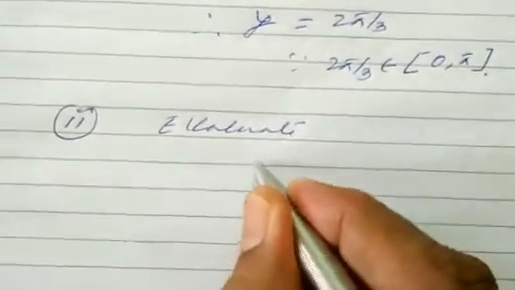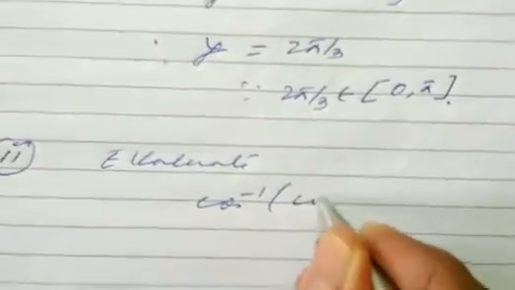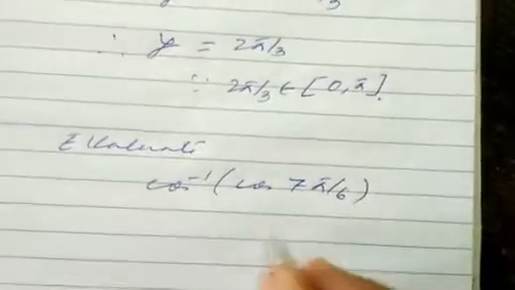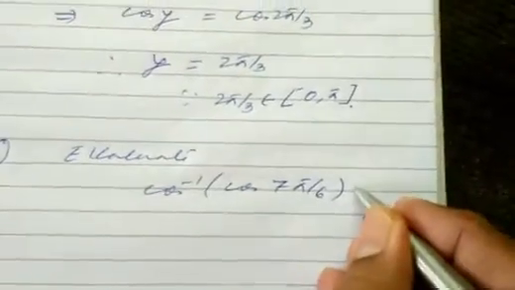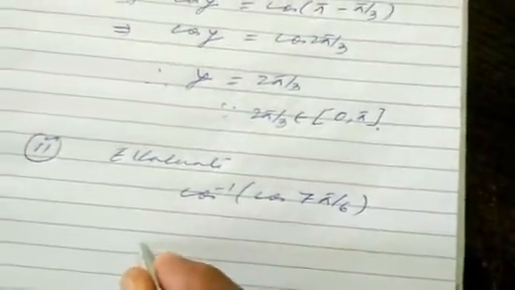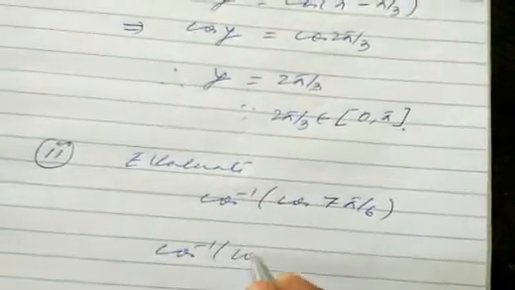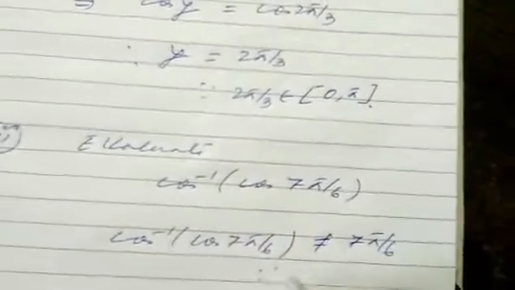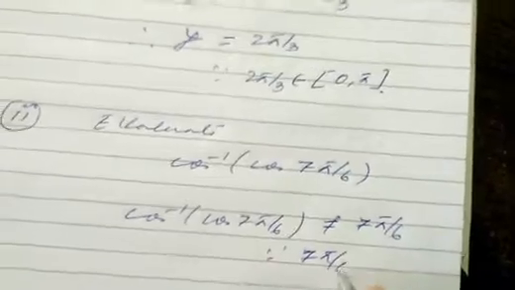cos inverse of cos 7 pi by 6. If somebody is writing like this, how will you answer it? Cos inverse cos 7 pi by 6 will not be equal to 7 pi by 6. Why so? Because 7 pi by 6 does not belong to 0 to pi, as cos inverse has the range from 0 to pi. Earlier we have explained.